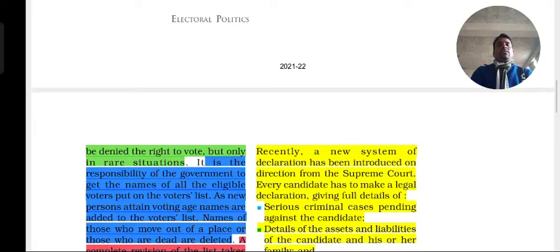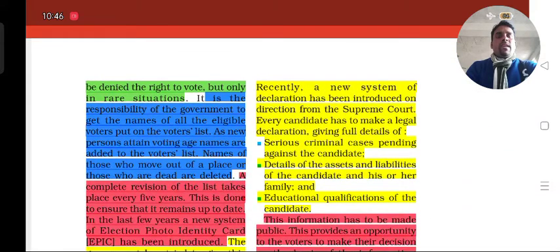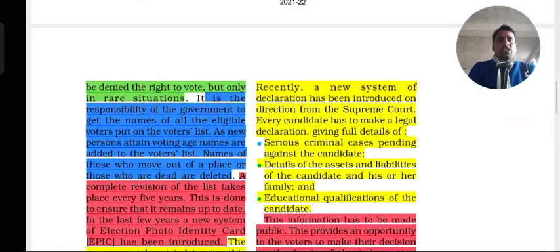So we are discussing the voter list. It is the government's responsibility to find out the people who are eligible to vote. In the voter list, new persons who attain voting age are added. Those who reach the age of 18 or above, their names have to be written in the list.